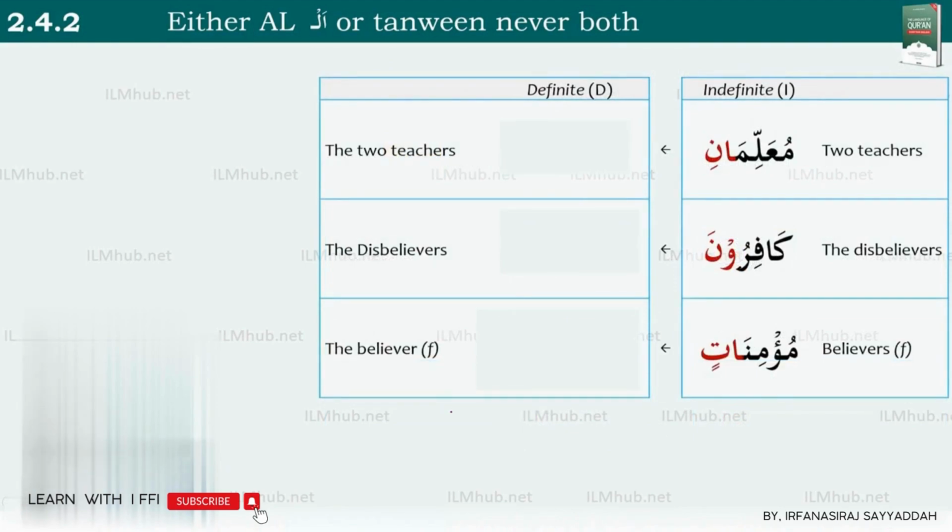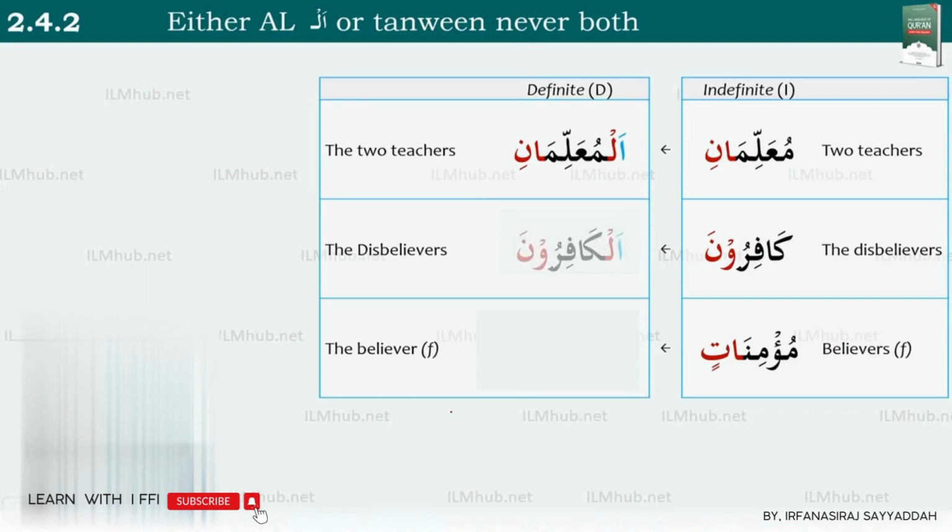So when we look at these words now on the screen, we have muallimani. It means two teachers. Don't worry about this. We're covering it in lesson number 4. Two teachers. I want to say the two teachers. Not any two teachers, the two teachers. I would put al in front. But note, the word has no tanween. Therefore, there will be no change at the end. Muallimani. No change.